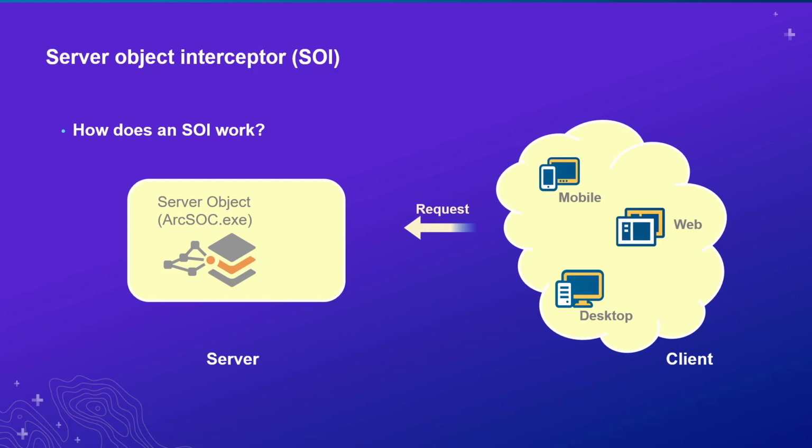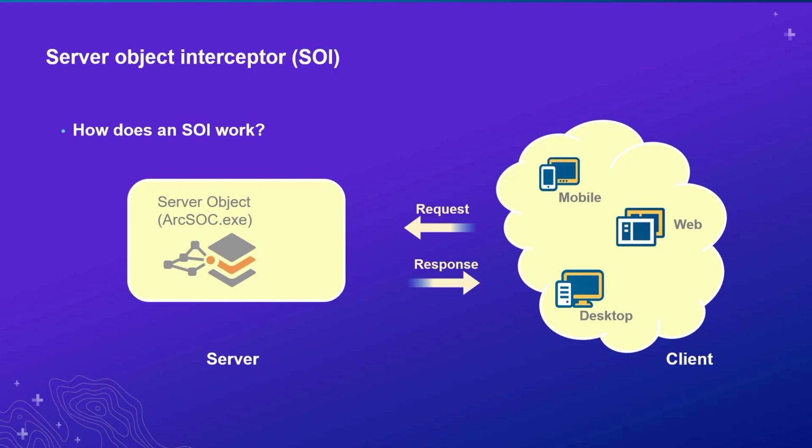When a client sends a request to the server, it reaches the server object, and the server object will perform corresponding operations based on the request URL and the request parameters, and then generate a response. The response can be a status code indicating whether this operation succeeds, or it can be some data content, such as a JSON query result or an export map image. Then, the client application receives this response and renders it to the end user. So this finishes one request-response cycle.